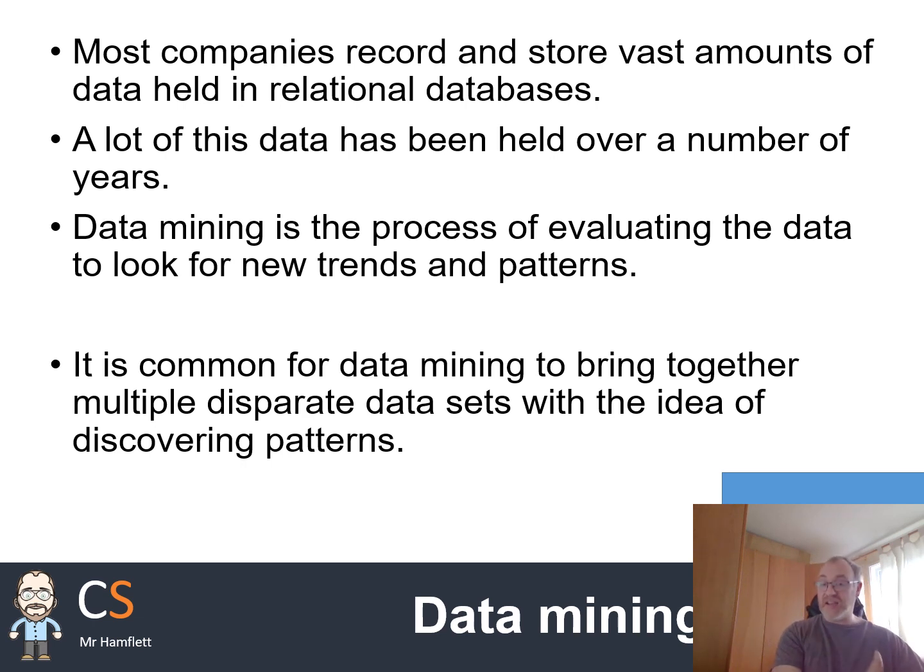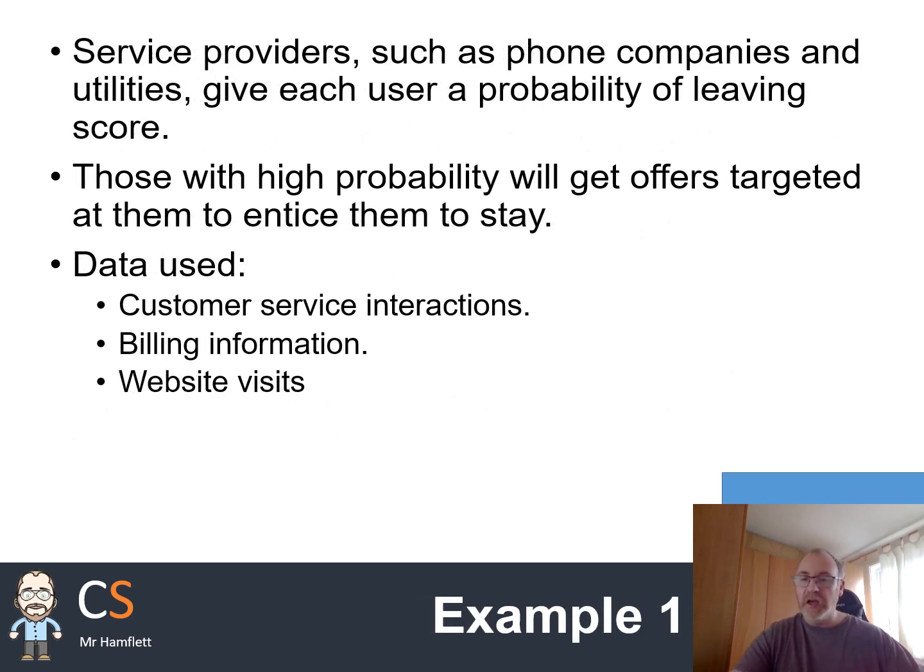There are a lot of data mining techniques you can use. The vast majority of them are way out of the scope of A-level because they are complicated, to say the least. However, the principle behind it, the idea of looking for patterns and trends, is a fairly straightforward one to understand. So let's look at some examples of how this might be used. Service providers, so people who provide a service to you, such as utility companies and mobile phone companies, will have a probability score associated with each customer, and this is the probability they are going to leave. Those people with a high probability will have offers targeted at them.